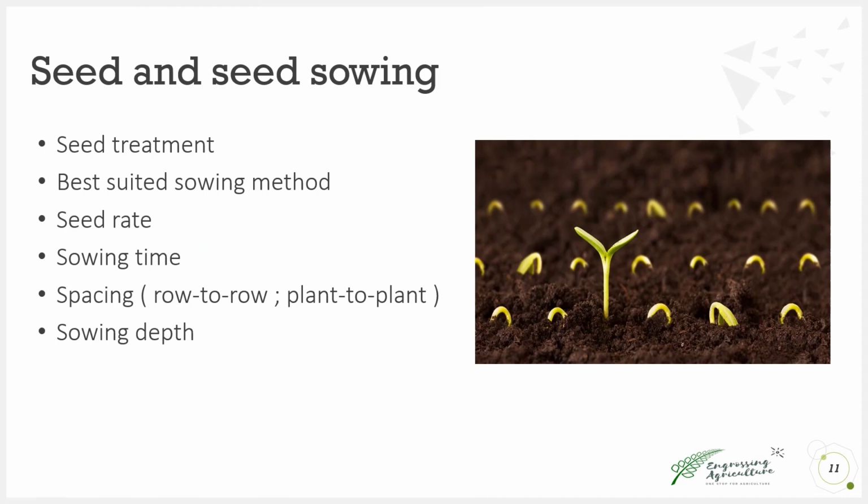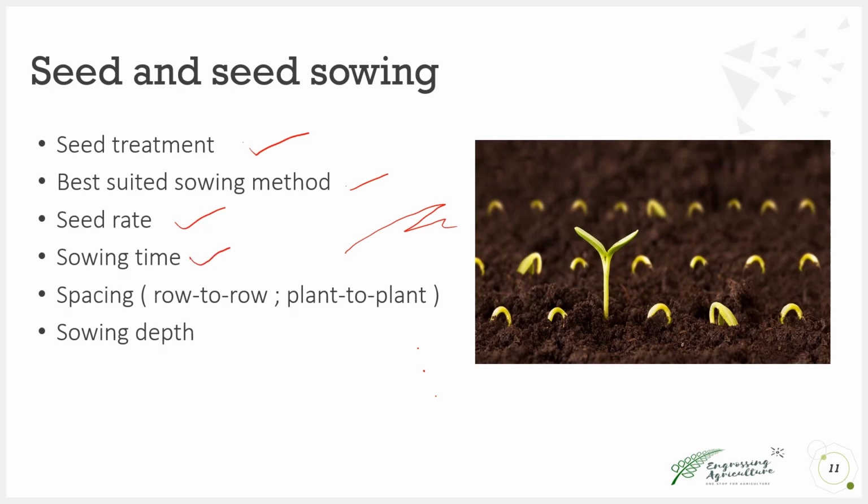Seed and seed sowing. We must choose a proper seed. It should not be damaged. It should not have genetic impurities. There is selection of seed. Now, how do we do the seed treatment? That is included. First point. After this, we include the best suited sowing method, such as whether we have to broadcast it, or do drilling or dibbling. These are different sowing methods. Seed rate, how much seed is required per unit area. The unit can be in hectare or acres, whichever is suitable.